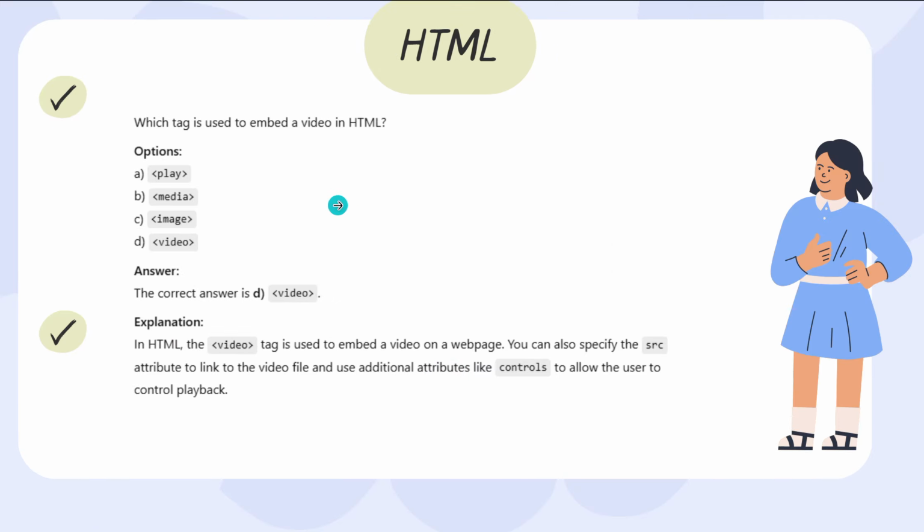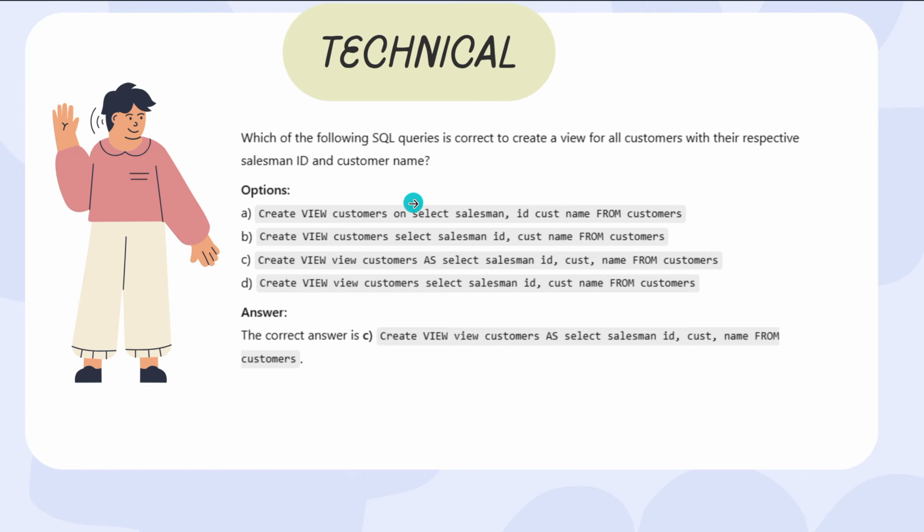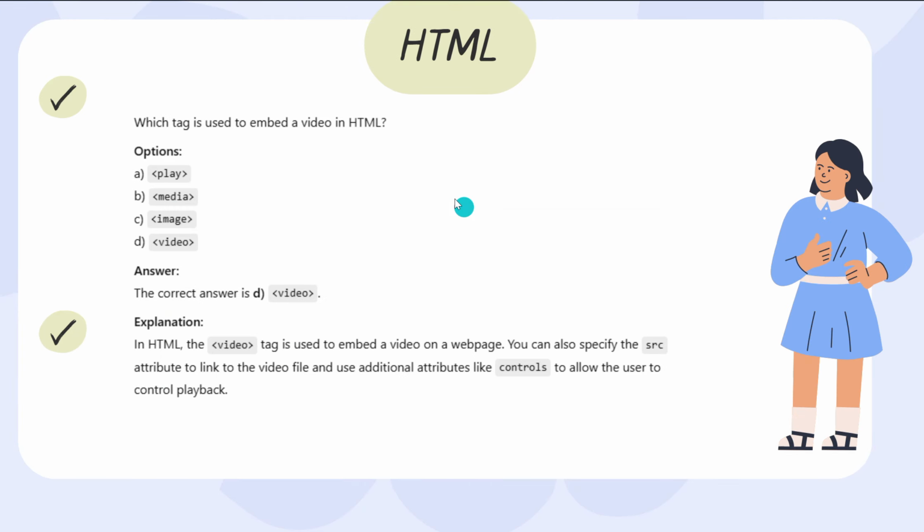This is from HTML. Which tag is used to embed a video in HTML? The correct option is video. In HTML, the video tag is used to embed a video on the web page. You can also specify the source attribute to link to the video file and use additional attributes like controls to allow the user to control playback. Okay, video. This is used. This is the HTML question, and this technical section is completed.